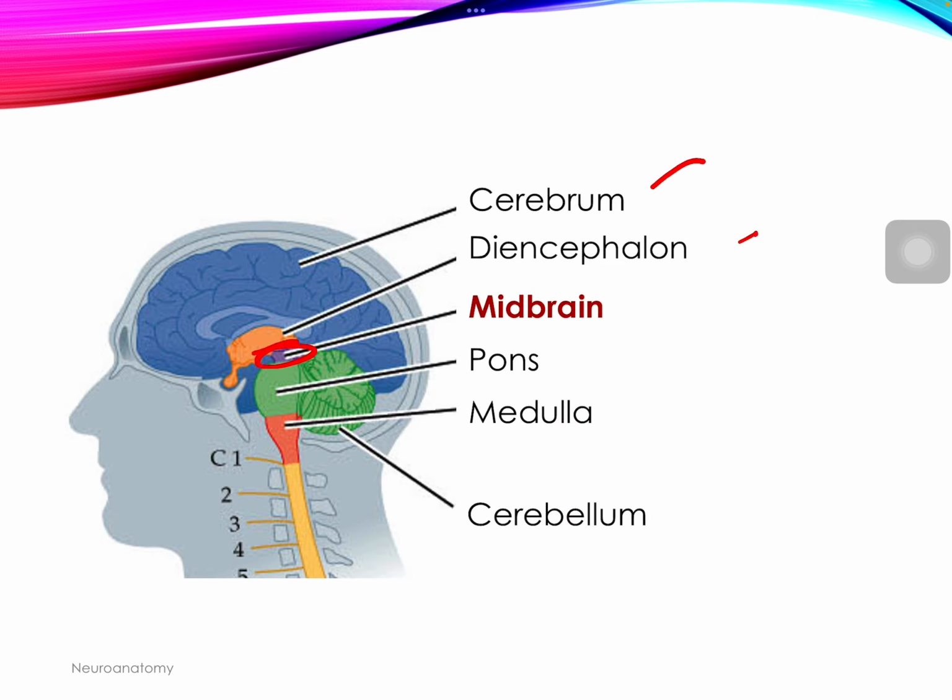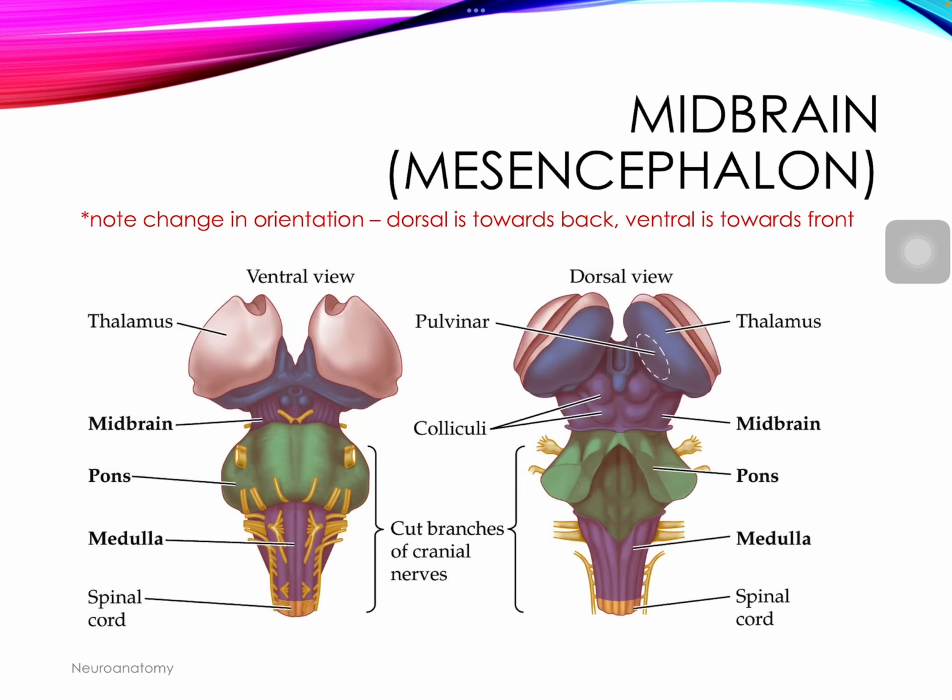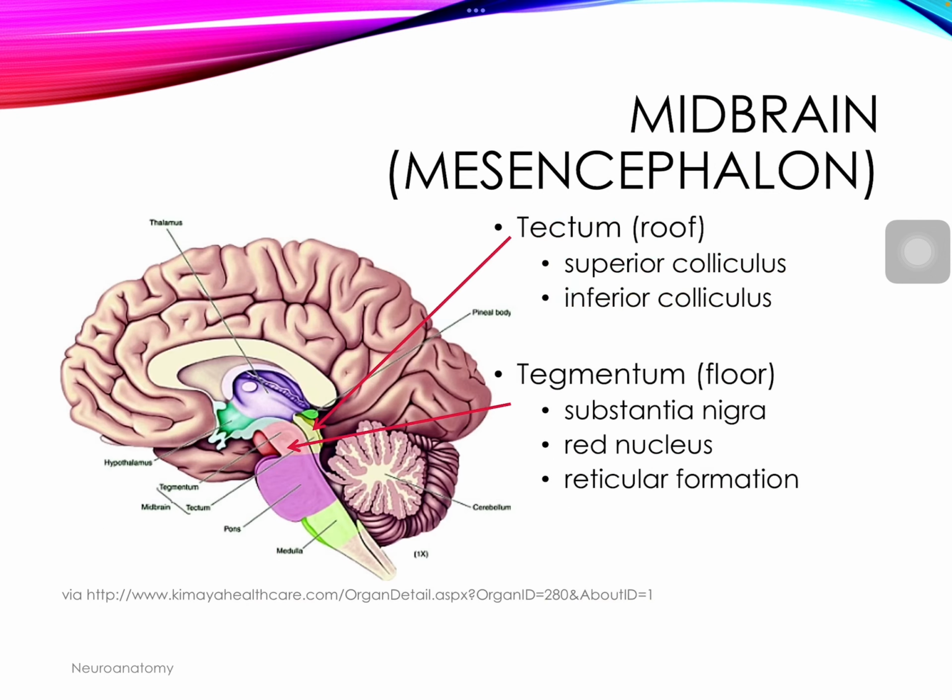So we talked about the cerebrum and the diencephalon. Now let's talk about the midbrain here, which looks like a small feature. You can see the midbrain here. This includes the tectum and the tegmentum. Here you can see the tectum, which is the roof, and then the tegmentum, which is the floor. And the tectum includes the superior and inferior colliculi.